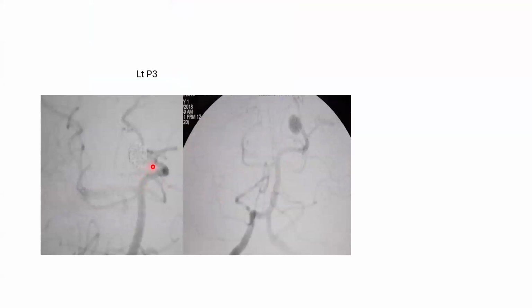In some cases, you can save the distal PC also for this kind of aneurysm. Medially directed, you can get a good neck, and if you can deploy a good first coil with a good basket, you can save the distal PC.